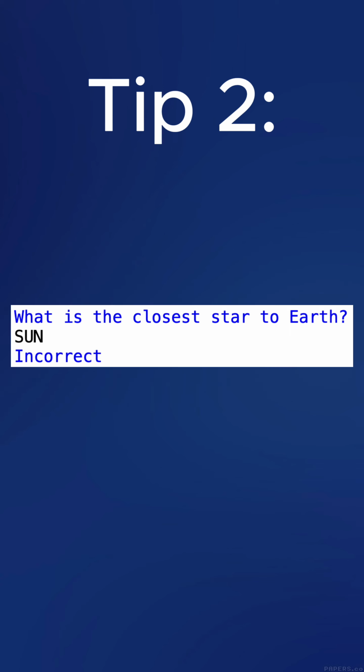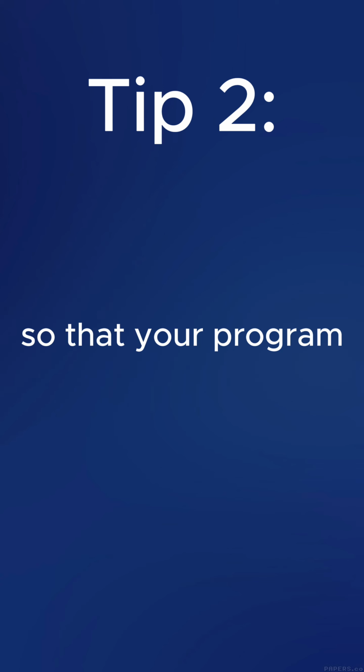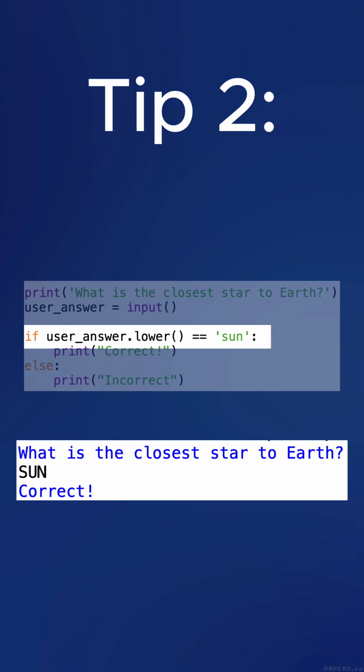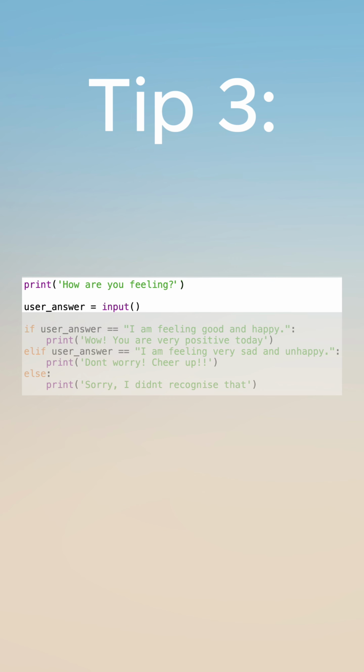Suppose you're asking the user for a specific string and they type it properly but they accidentally leave their caps on and it doesn't get recognized by your program. To make it so that your program doesn't discriminate against caps, you can make their answer completely lowercase using the .lower function.